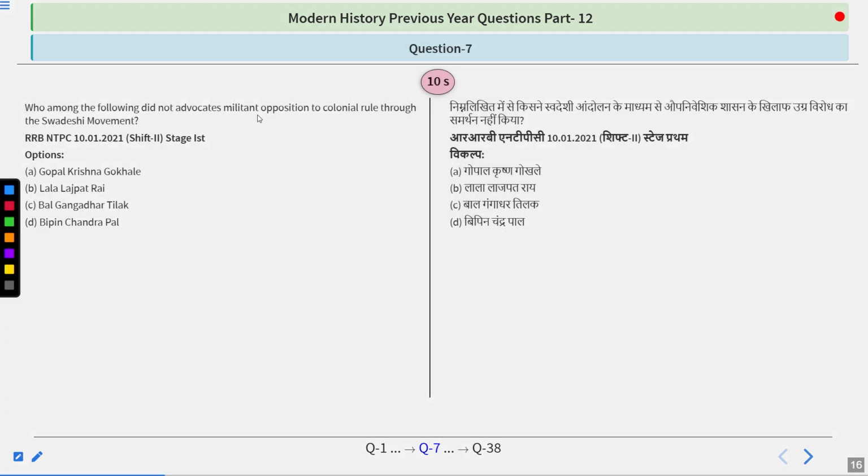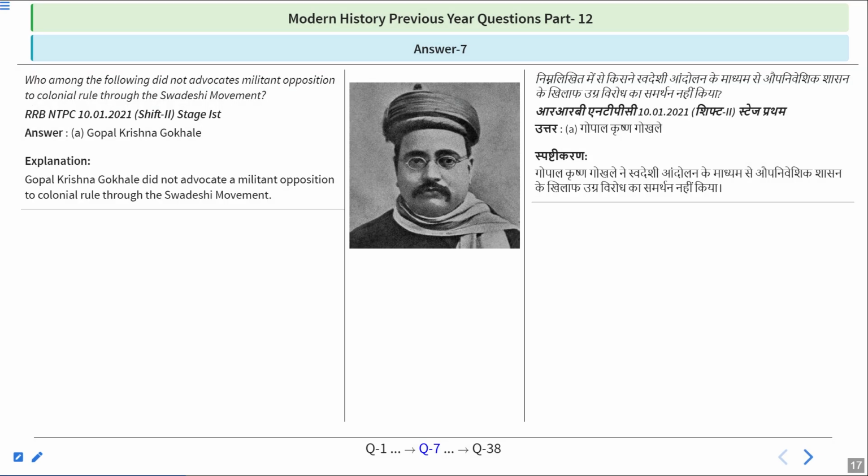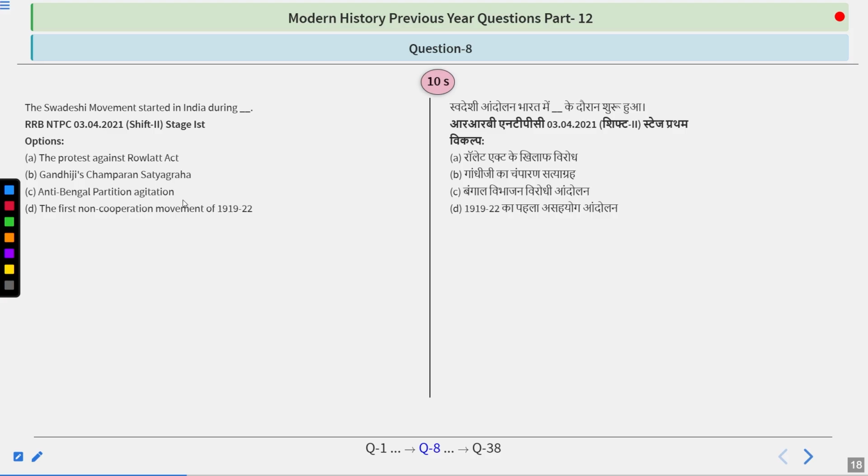Who among the following did not advocate militant opposition to colonial rule through the Swadeshi movement? Options are Gopal Krishna Gokhale, Lala Lajpat Rai, Bal Gangadhar Tilak, Bipin Chandra Pal. Take your time. And the answer is quite simple and evident. The answer is Gopal Krishna Gokhale. So Gopal Krishna Gokhale did not advocate a militant opposition to colonial rule through the Swadeshi movement. So answer, remember, is Gopal Krishna Gokhale.